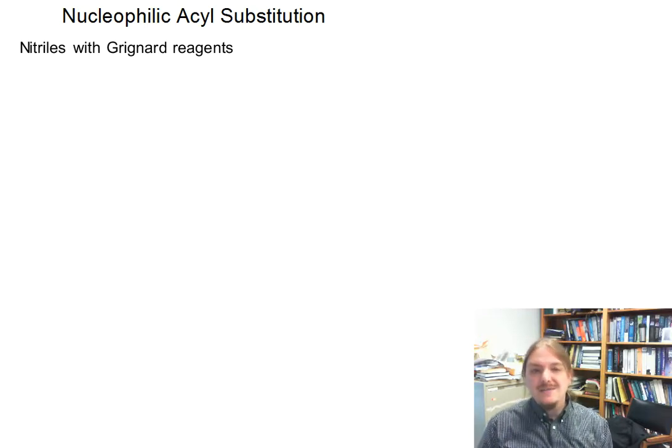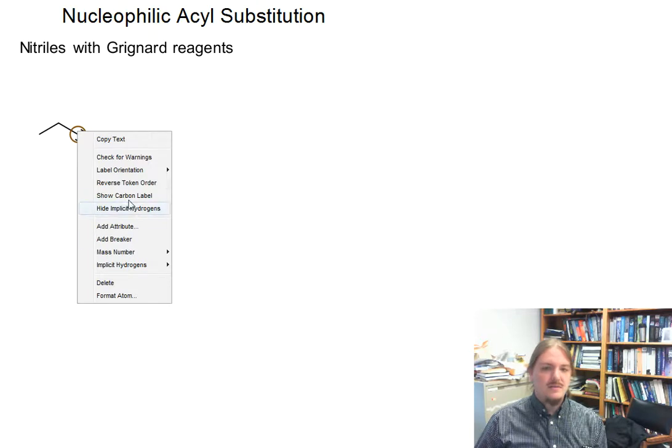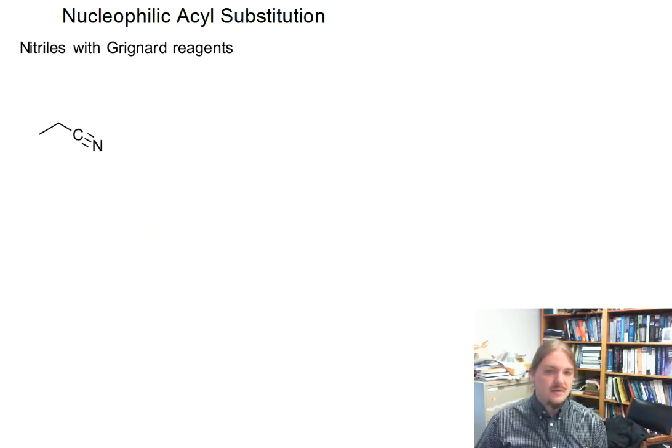Hello. In this video, I'm going to talk about the reactions of nitriles with Grignard reagents. Grignard reagents are generally the only carbon nucleophiles that are strong enough to react with nitriles. So, let's use a butane nitrile as my nitrile.